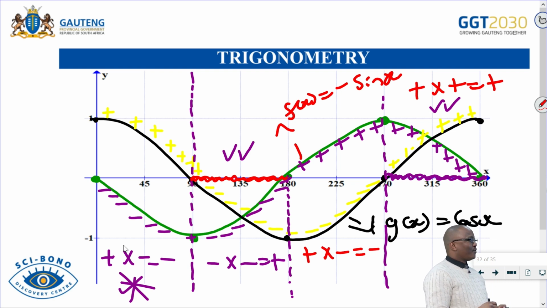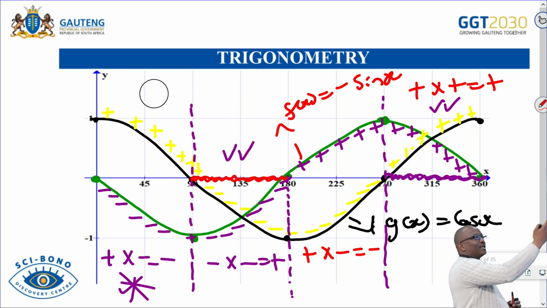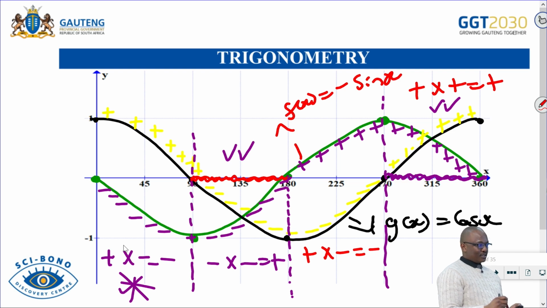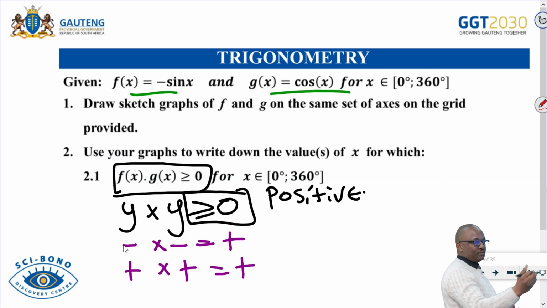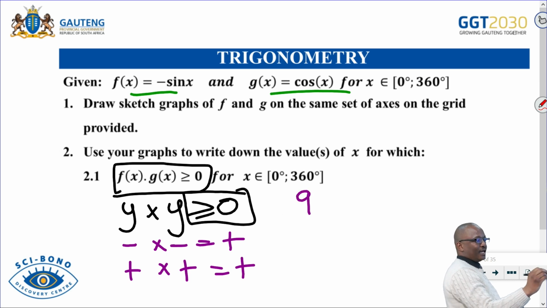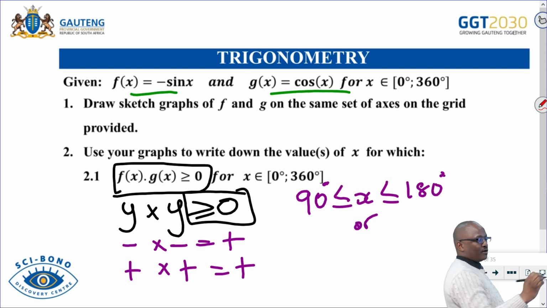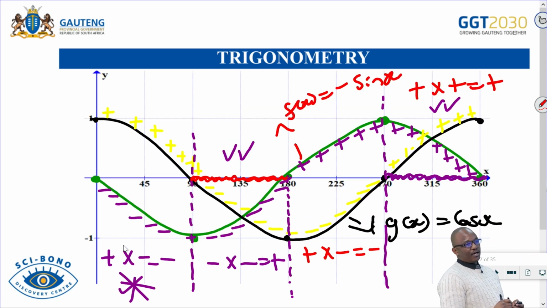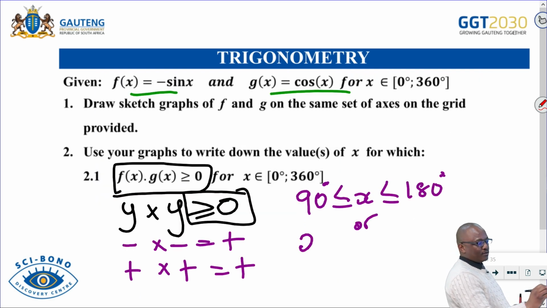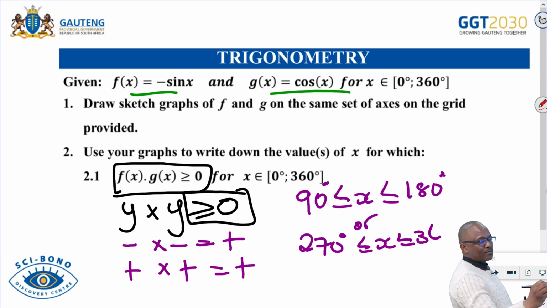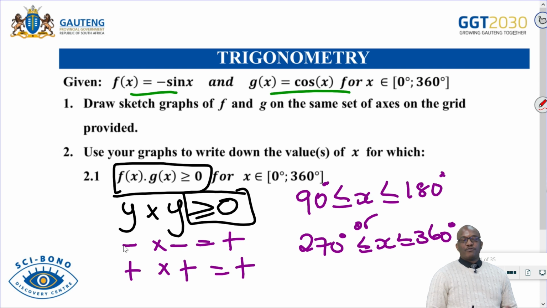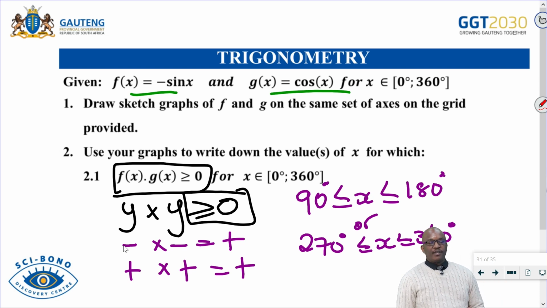So how are we going to write our answer? The answer for this one is going to be 90, x, between 90 and 180, right? Yes, 90 and 180. Or you will have 270 to 360. That's how you write your final answer for 2.1.